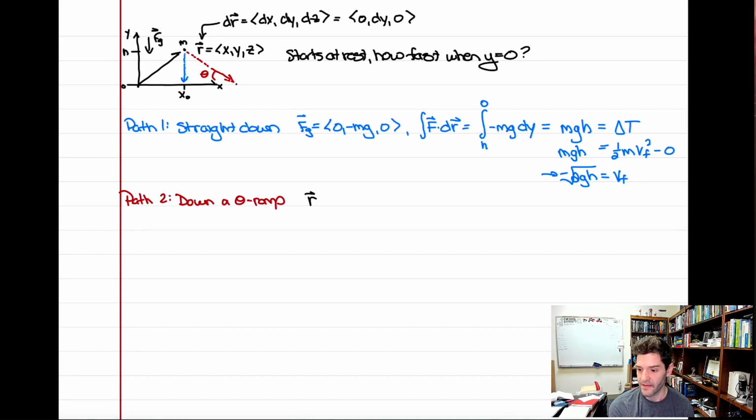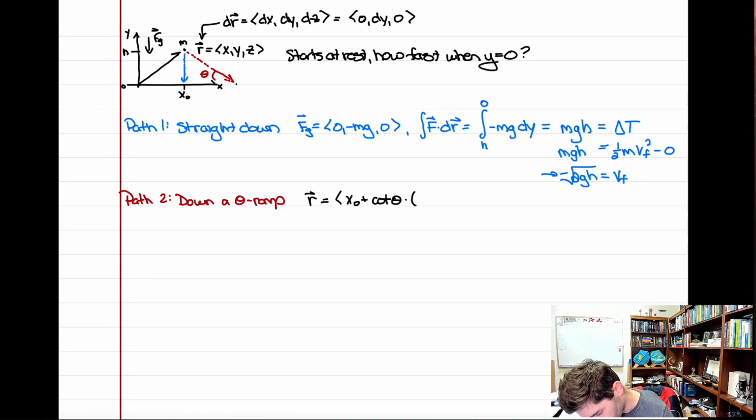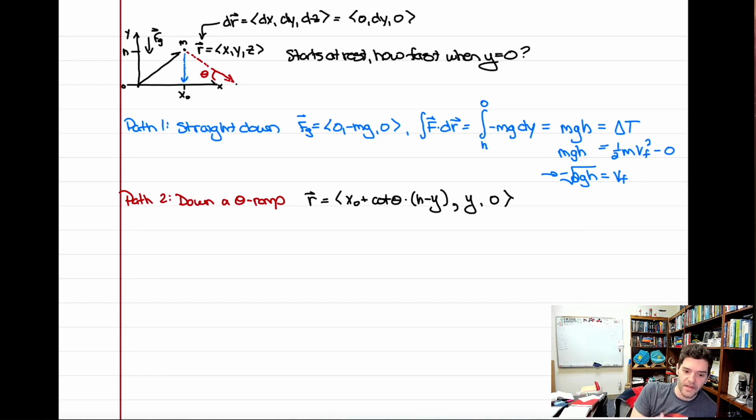So in that case, you might do something like r could be, well, in the x direction, I start at x naught, and then you can work out the triangle relationships. It ends up as cotangent of that angle multiplied by h minus y, such that when y equals h, this just equals x naught, and as y gets smaller, notice this entire thing gets bigger and bigger as it goes down the ramp. And then comma, you might have the y direction just be y. It starts at h, goes down to 0, and then there's no z component. This would be a way in terms of the parameter y.